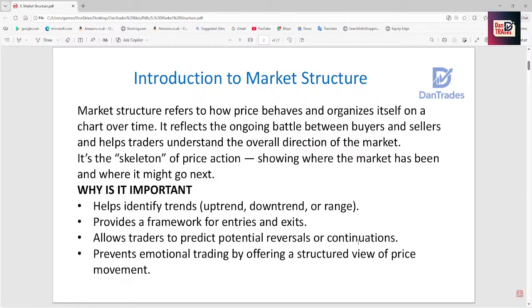We'll be looking over structure. You're going to see how it looks like. You understand what it means to predict potential reversals or continuations. And furthermore, it prevents emotional trading by offering a structured view of price movements.